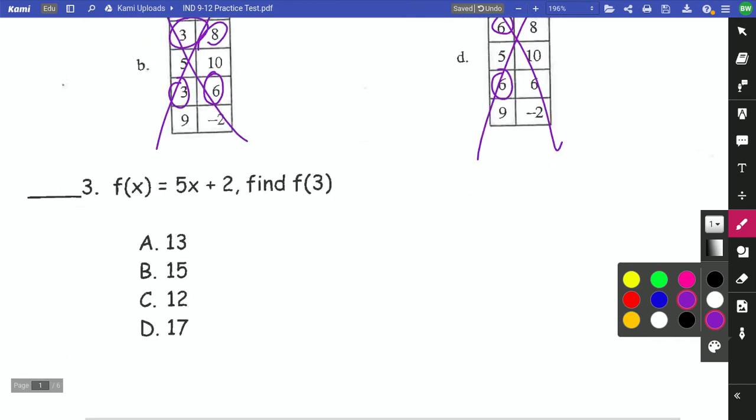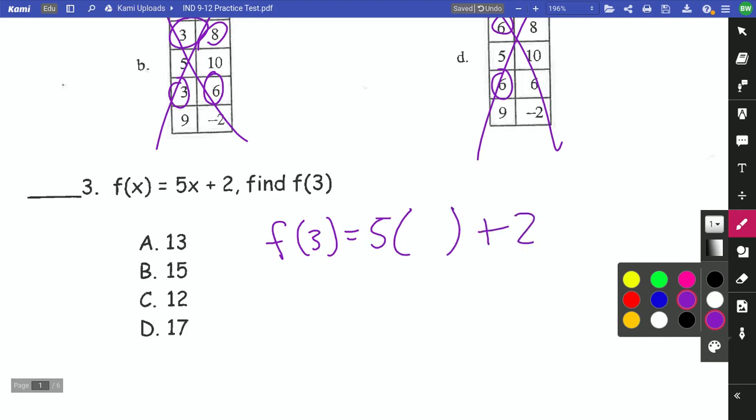Okay, here's the next one. We want to find f of 3. Given f of x equals 5x plus 2, you just plug it in very carefully. F of 3 is 5 times x. We write the parentheses for x plus 2. And we put in a 3 for x. So we get 15 plus 2. 17 is what I get. Pretty sure that's correct. So that would be D.